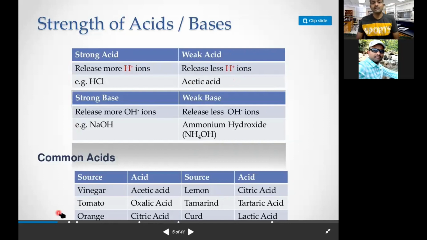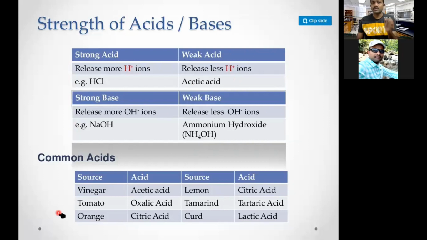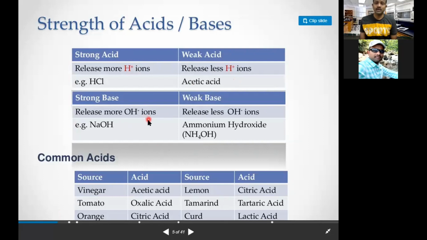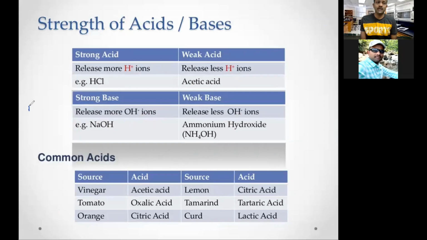So when you dissolve a strong base in water, it gives more OH minus ions. Okay, and a weak base means it releases fewer OH minus ions. An example of a strong base is sodium hydroxide. Sodium hydroxide, all first group alkali hydroxides we call strong bases. When you take sodium hydroxide, right?